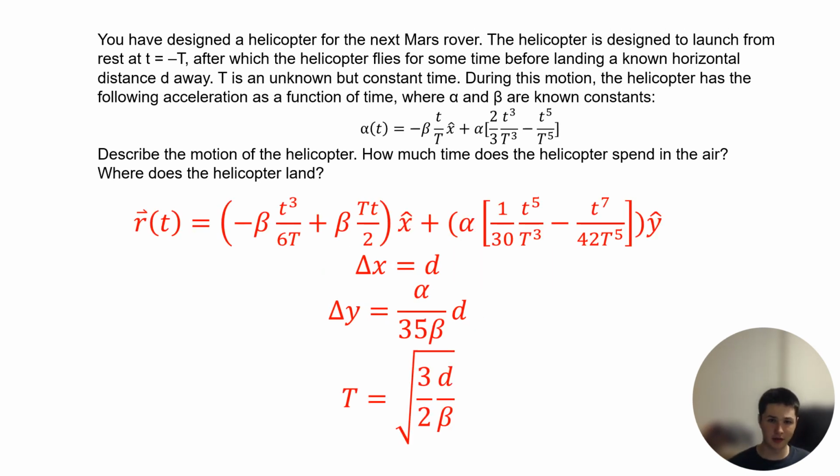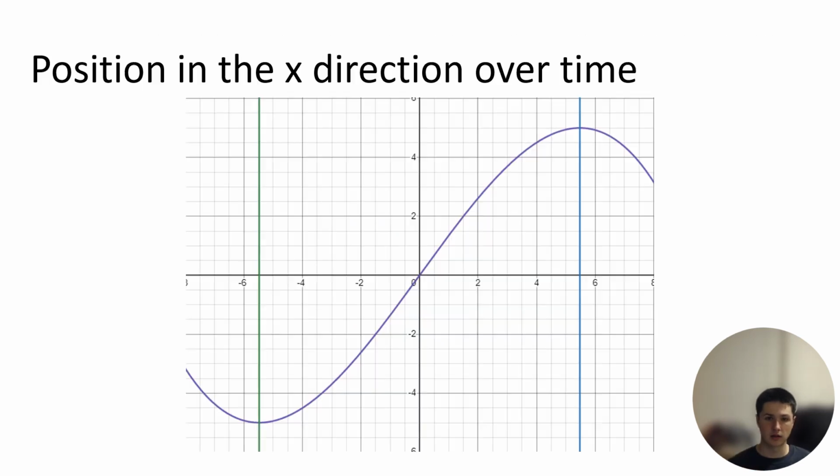So the professor went ahead and did all that for us, and we got this position function, and we also know a couple additional things. We know that the overall change in x is a constant, which is just the distance that the helicopter travels. We know the equation for time, and we know an equation for delta y. So let's go ahead and graph a few of these things and see if we can understand what this helicopter is actually doing. So this is the position in the x direction.